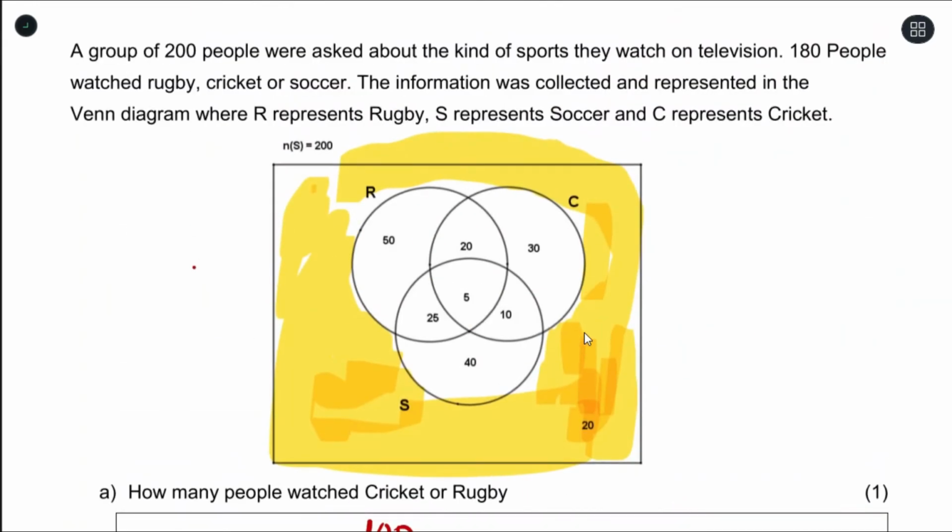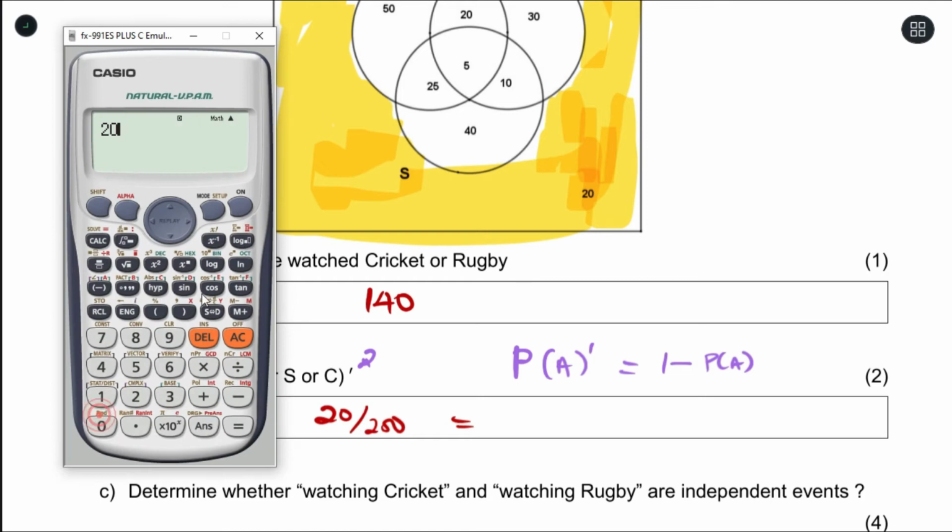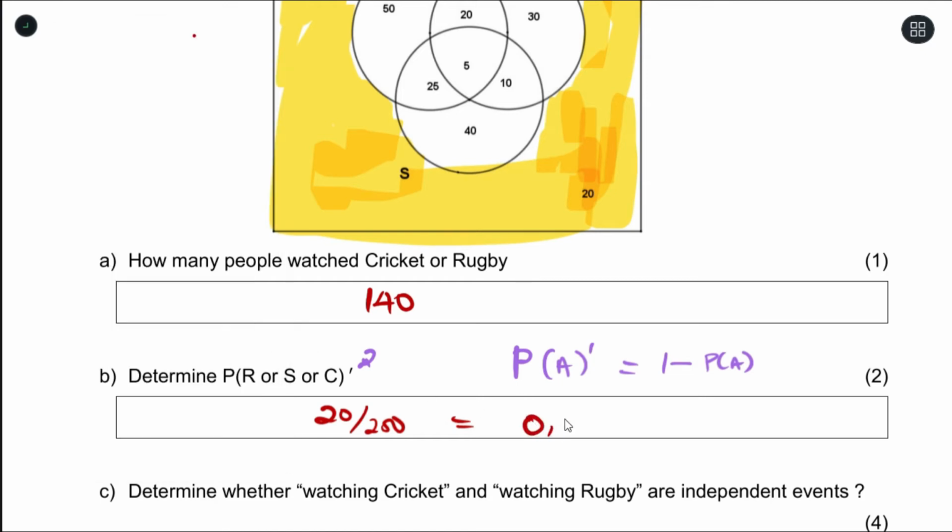Since the total number of people we're working with was 200, they said a group of 200 people, the probability of this will just be 20 over 200, which is 1 over 10. We could also make it 0.1.